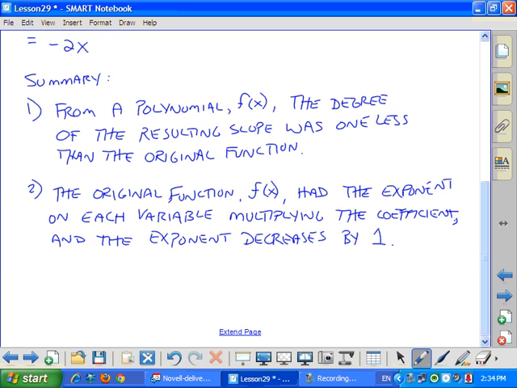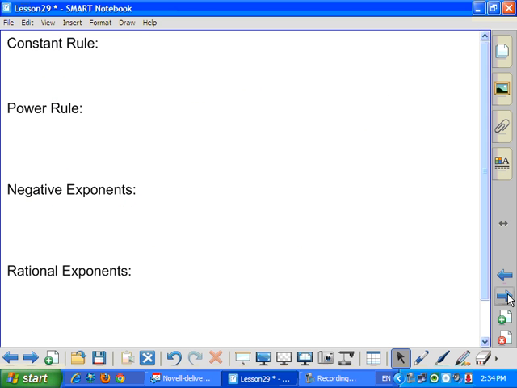All right, so moving along then. We come down to some rules for derivatives. The first rule I want to talk about is the constant rule. So if we have a function f of x that's equal to some number, we're going to call it c, f prime of x is going to equal 0. So if we take the derivative of a constant, it's always going to be 0.